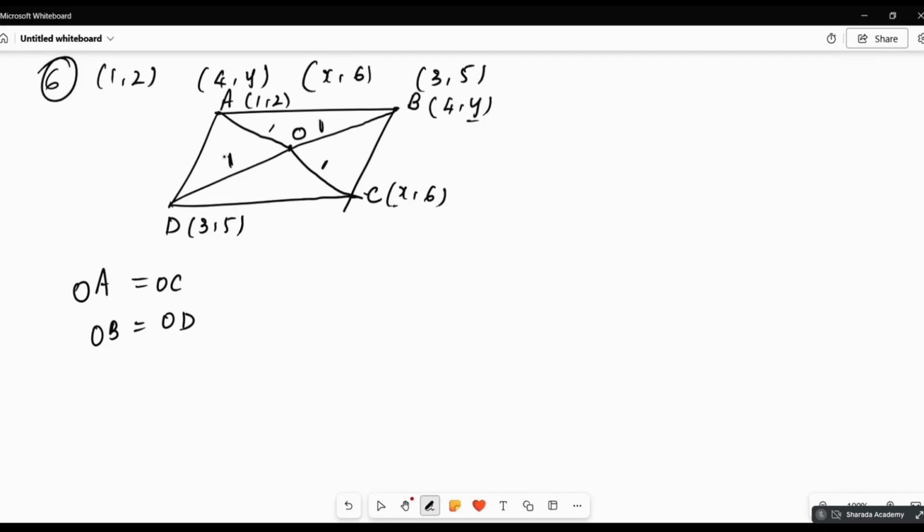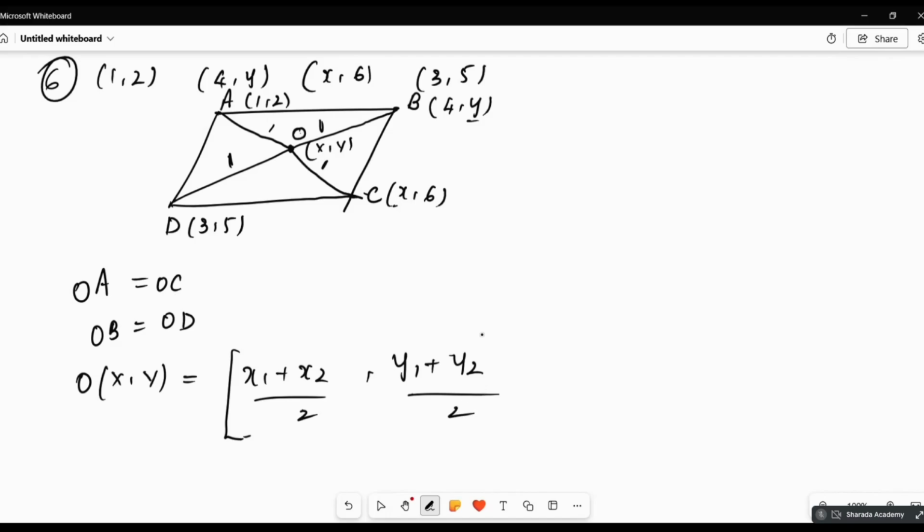Okay. At this point, I'll take O as (x, y). Listen to this one. O of (x, y) is equal to, since it's a midpoint, I can directly write (x1 + x2) by 2 and (y1 + y2) by 2, because m1 and m2 are equal to 1. Substitute that in the same formula, you will get this. See, we have (m1 x2 + m2 x1) by (m1 + m2).